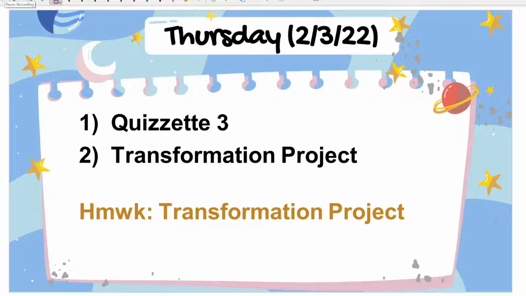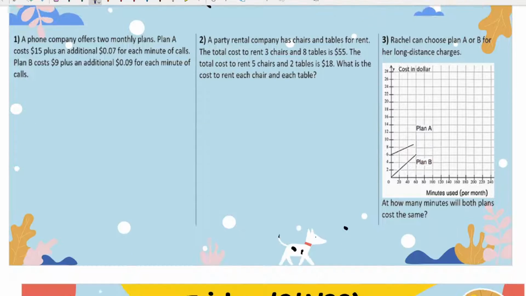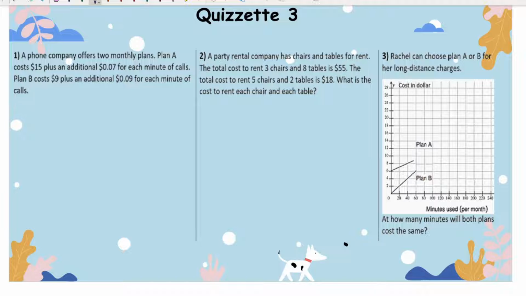Today is Thursday, February 3rd, 2022. We're going to go over Quizette 3 and Transformation Project. The instruction for Transformation Projects is on Google Classroom under week 4. We will work on that after the Quizette. Alright, Quizette number 3. Sorry, here we go.